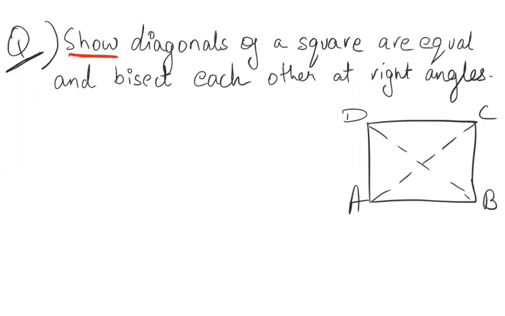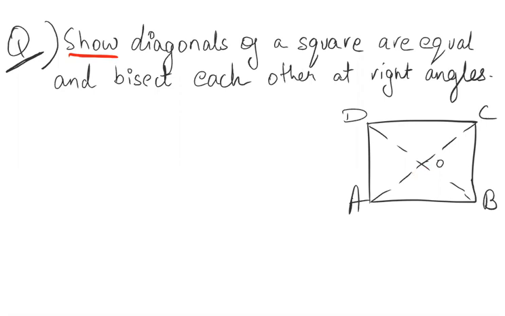And let's name the meeting point of the diagonals. So now we need to, let's start. We need to prove that AC is equal to BD. So the diagonals are equal, which are AC and BD. And we also need to prove that the angle between them is 90 degrees.